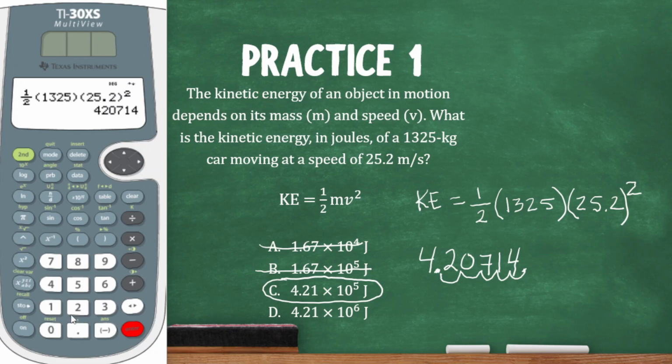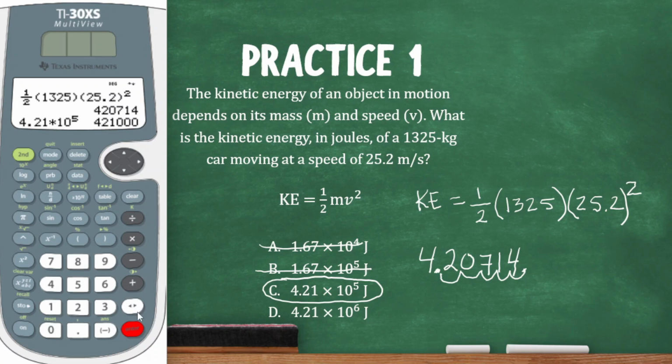Another way we could have found our answer was just to type these all out on the calculator and see which one gets us an answer that's most like ours. So 4.21 times 10, and we want to raise that to the 5th power, so I'm going to hit this little caret button, and now I can put an exponent in there. Let's hit enter and see that our number is very close to the number we got.